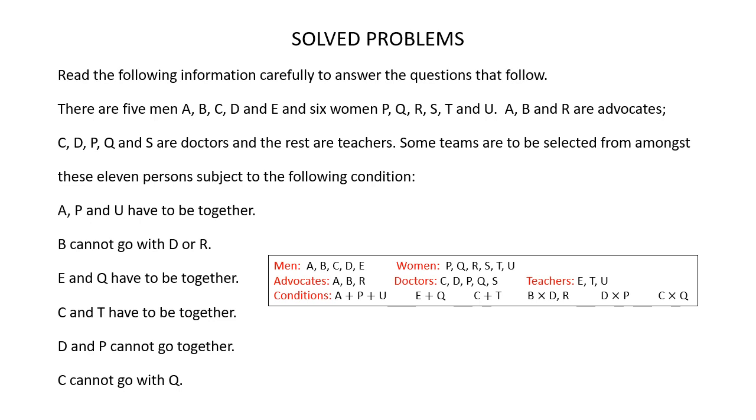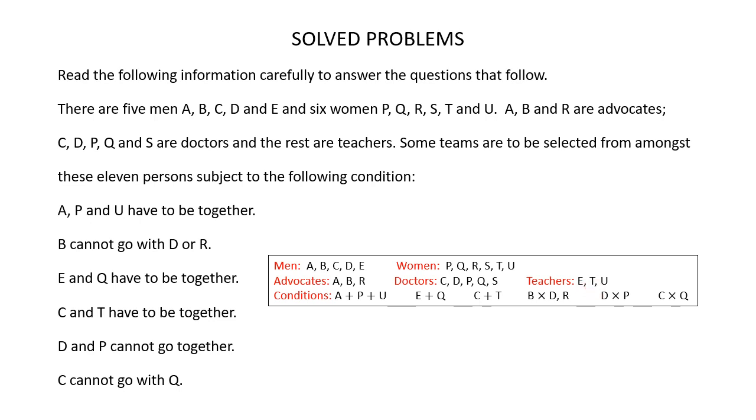Now, to help you answer the questions easily, tabulate all the information and conditions given here in a short form like this. So it's given that A, B, C, D and E are men. P, Q, R, S, T, U are women. A, B, R are advocates. C, D, P, Q, S are doctors. It's given that the rest are teachers, which means E, T, U are teachers.